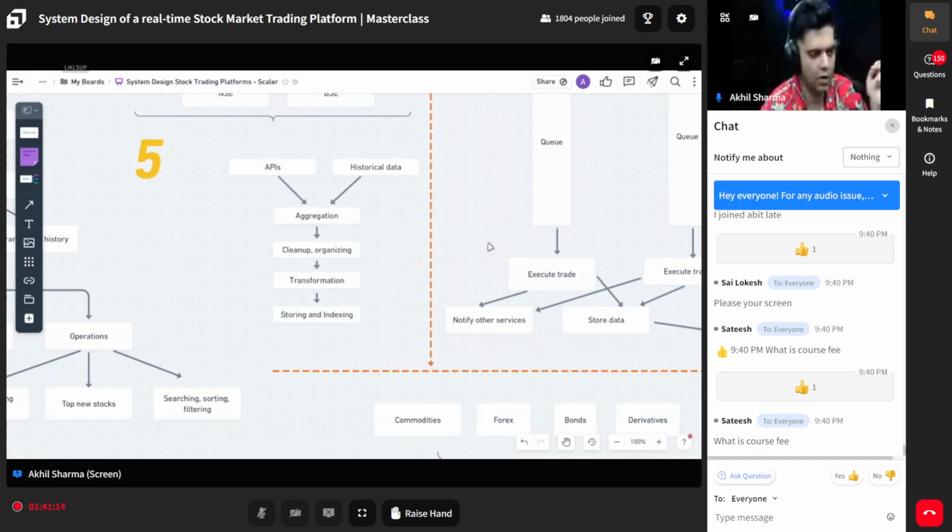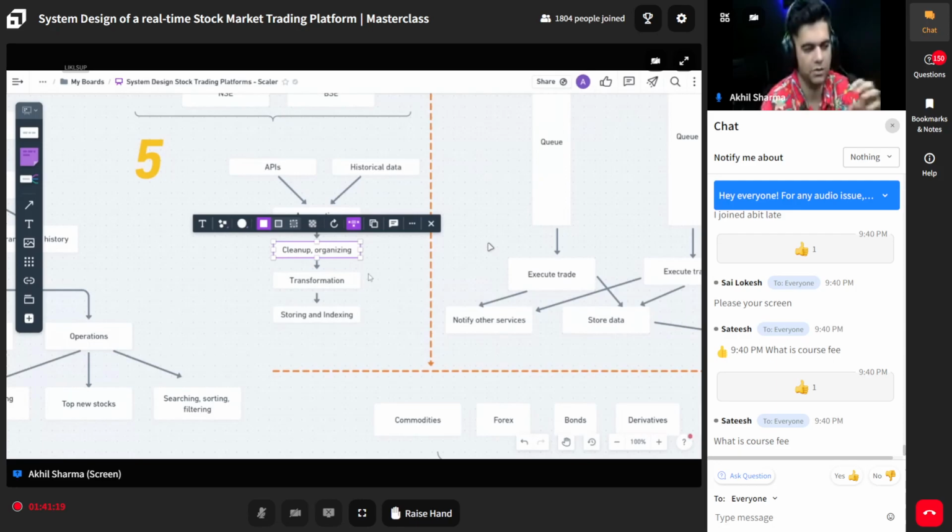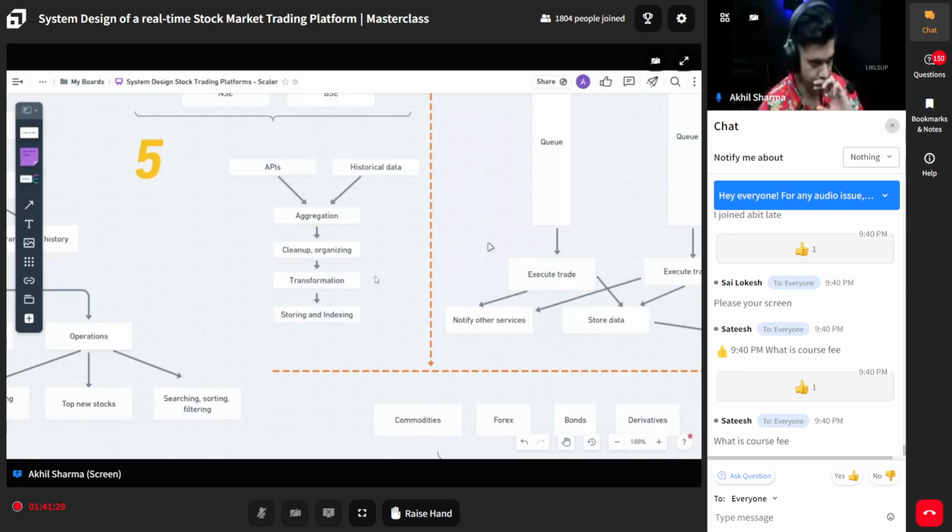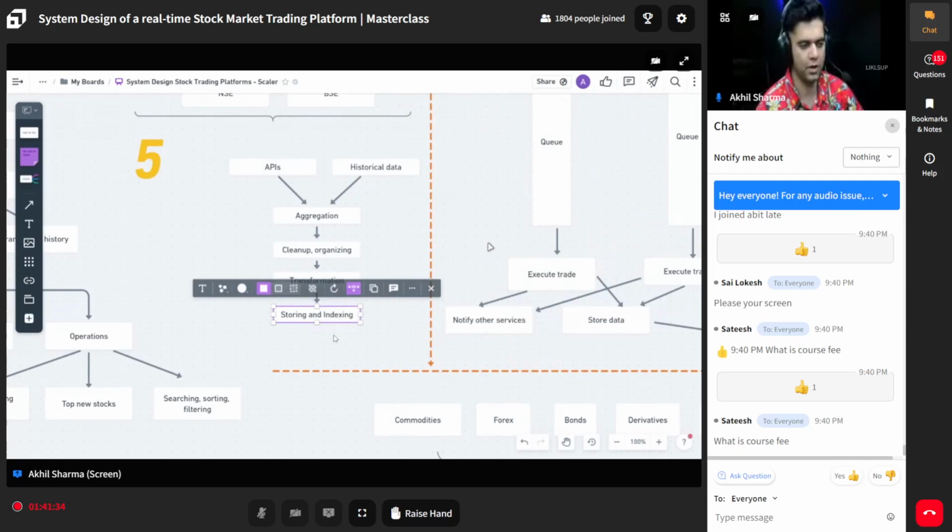You want to clean up and organize that information because you want to be able to show that in graphs and charts and stock indexes, all of that stuff. You want to use that for auditing, analytics purposes, creating reports, all of that stuff, right? Cleanup and organization of the data happens, transformation of the data happens, and storing and indexing happens. Storing, we already know, is basically storing in a database. Indexing, because you want to have searching easier, so that's why you use indexing. So you want to do all that to your data.